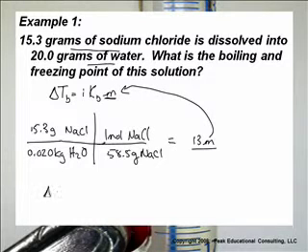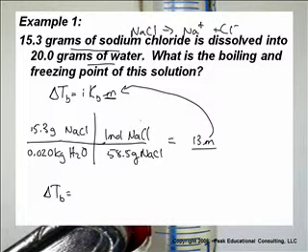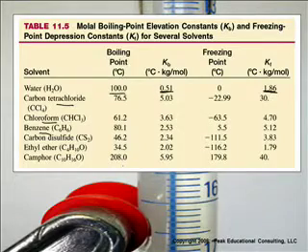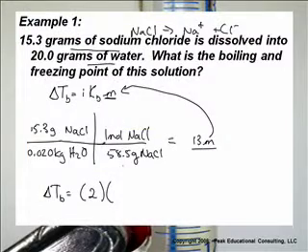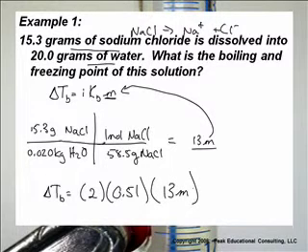So I'm going to say delta TB is equal to, now I. We just did this. Salt was an example I went over just a minute ago. It breaks apart into 1 sodium and 1 chloride. So I is equal to 2, right? Times the KB, now we go back to our table, was 0.51. And the molality was 13 molal. So 13 times 2 times 0.51, about 13.26.